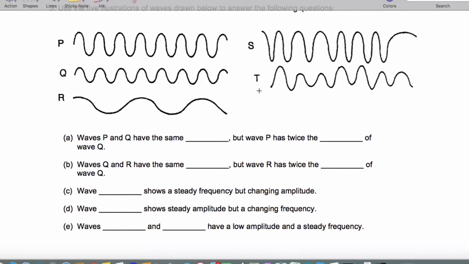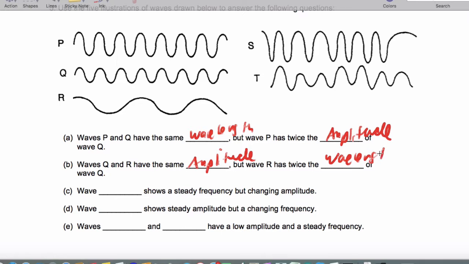So waves P and Q have the same, oh, look at that. They kind of line up like that. So they definitely have the same wavelength. But P has twice the amplitude. Okay. Waves Q and R have the same amplitude. But wave R has twice the wavelength.